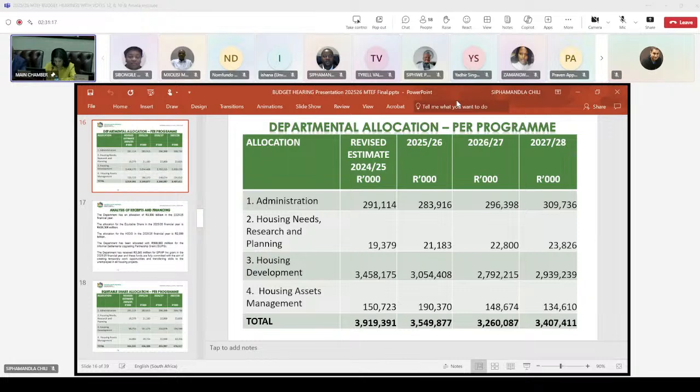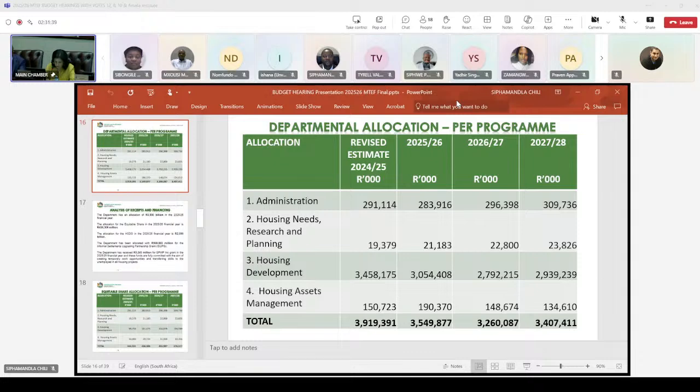That's just a repeat of what I've said. So slide 18 talks to the equitable share allocation. Administration is 291,1 for 24-25, 283,9, 296,3 and 309,7. Program 2 is 19,3 in 24-25. It's 21,1, 22,8, 23,8 in the outer years.